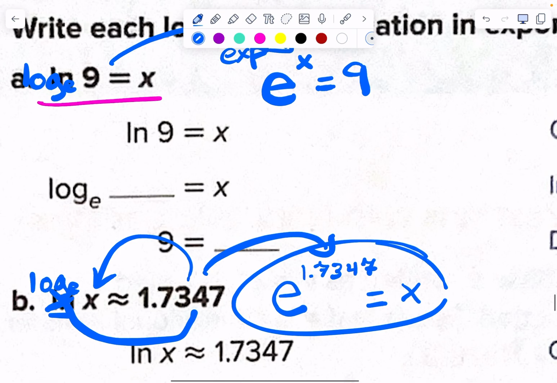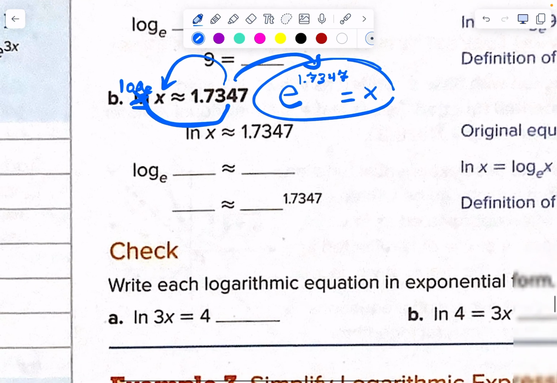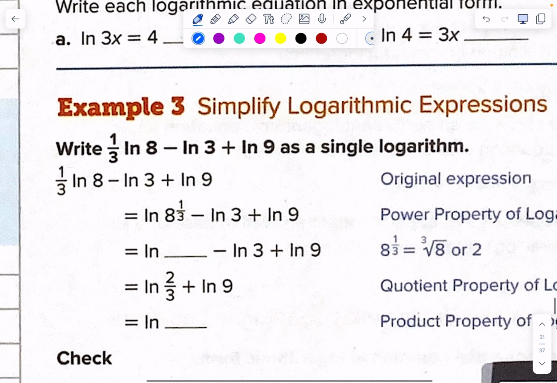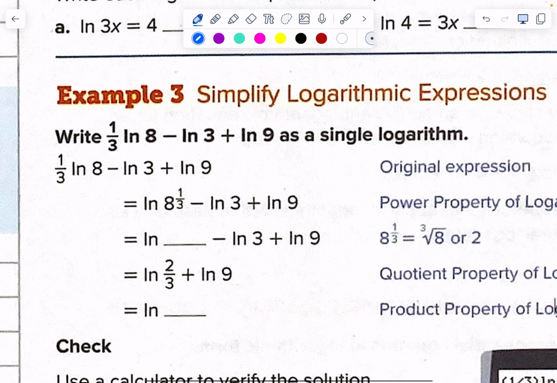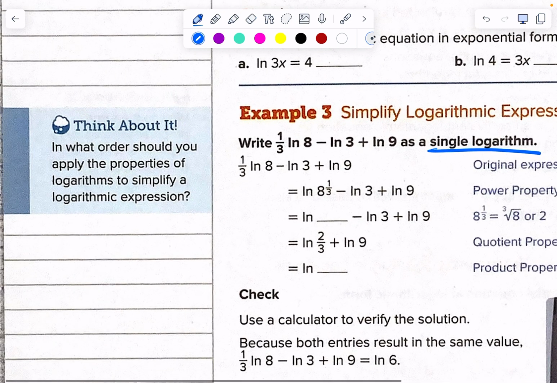But before we switch, rewrite ln as log base e. That was A and B. Done. All right, now we've got some special things to do. They want us to write things as a single log, so we are condensing these things together.